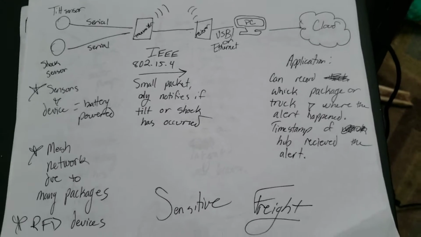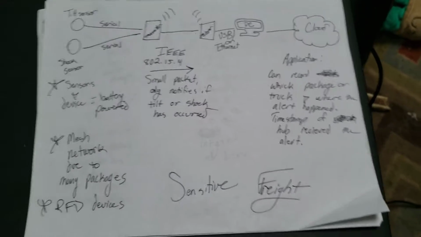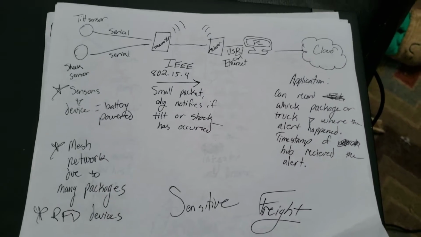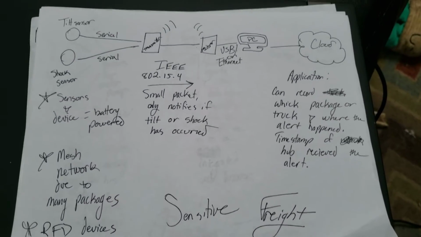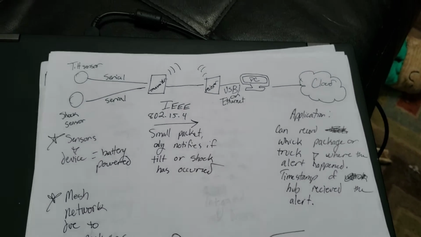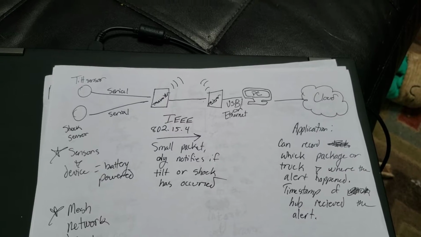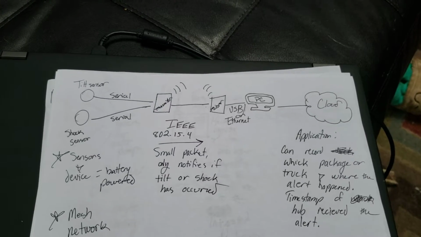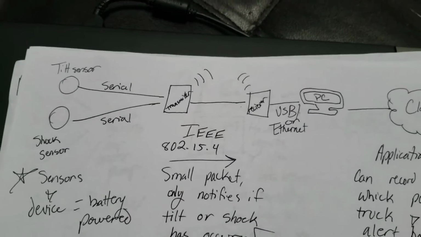This one is the next one. This is the freight one. If a package gets jostled or tilted too far, it would beam up a signal or a flag to the nearest hub. So what I've got here is a tilt sensor and a shock sensor.